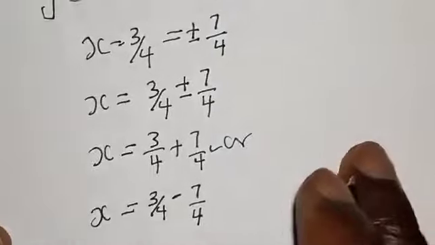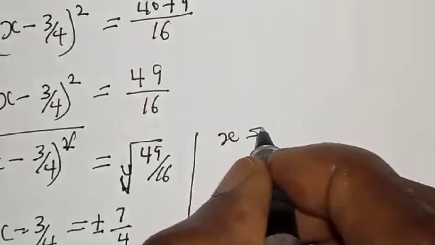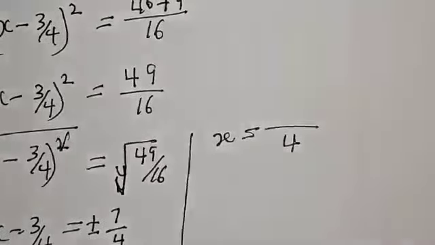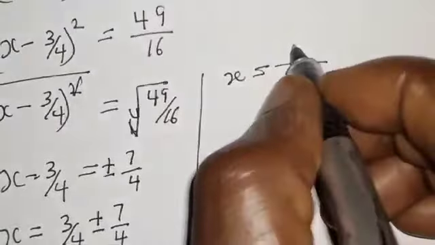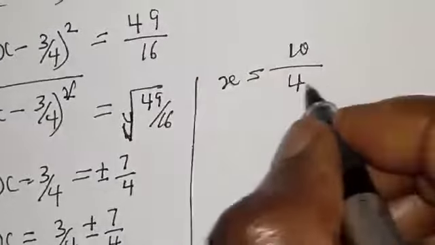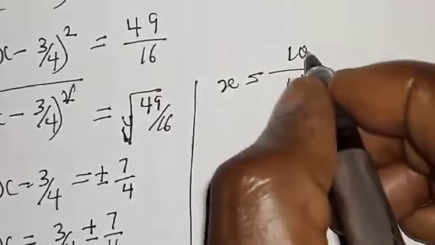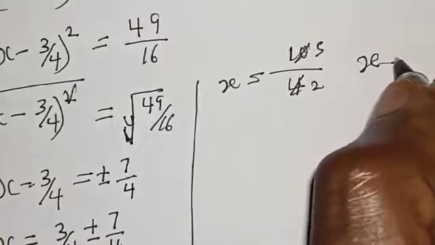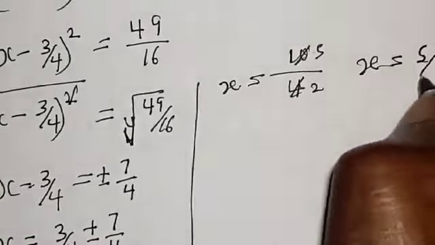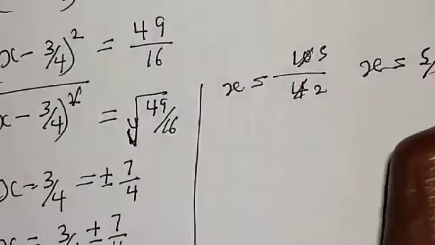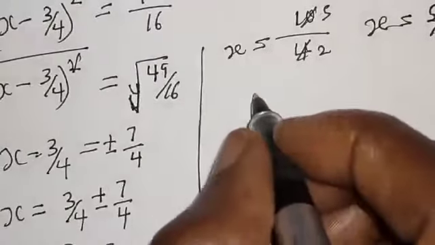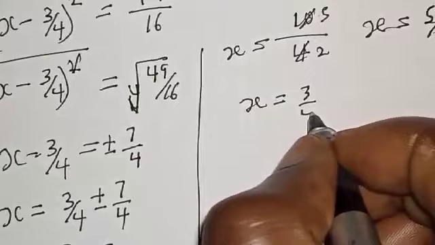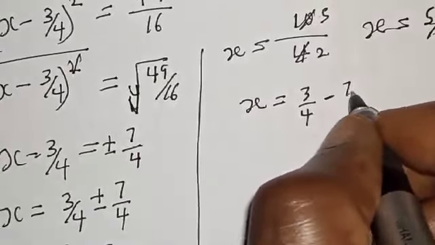Then from here, x is equal to what? LCM is 4. Then 3 plus 7, that is 10 over 4. 2 here, 2; 2 here, 5. Then x is equal to what? 5 over 2.